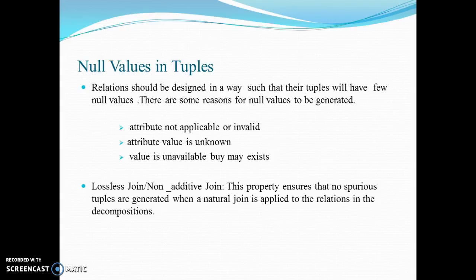And the second one is lossless join or non-additive join. This property ensures that no spurious tuples are generated when a natural join is applied to the relations in the decompositions.